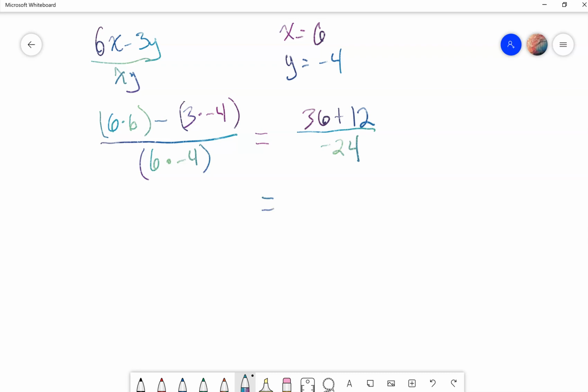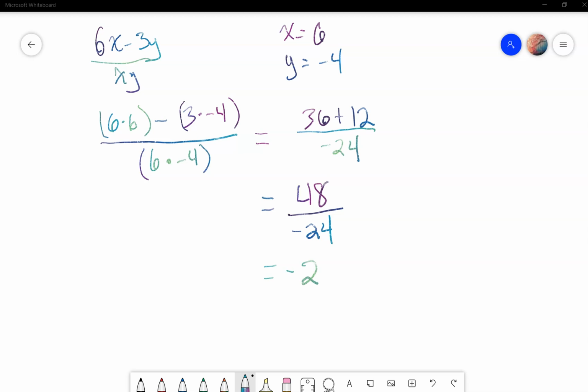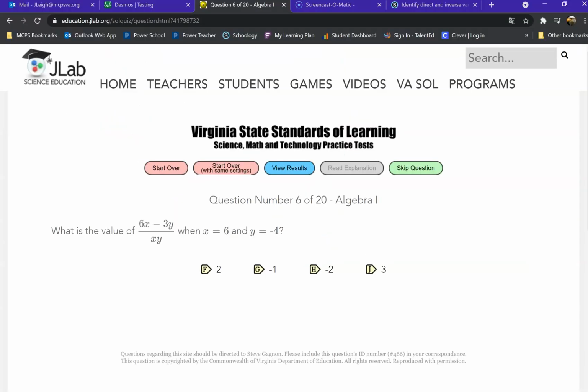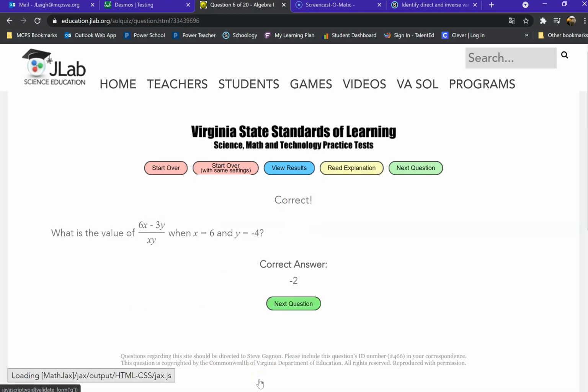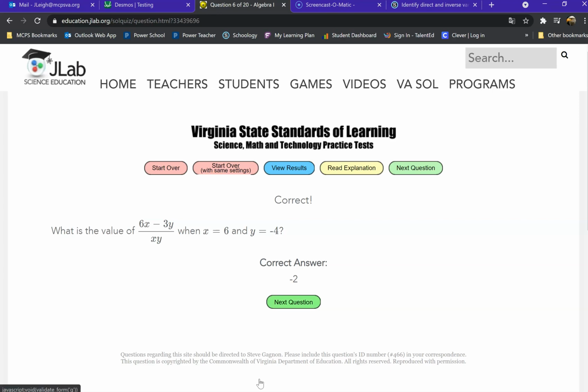So that is 36 plus 12 is 48 over -24. And if I'm not mistaken, 48 divided by 24, we're going to get -2, which is one of our answer choices. Hey, we are correct.